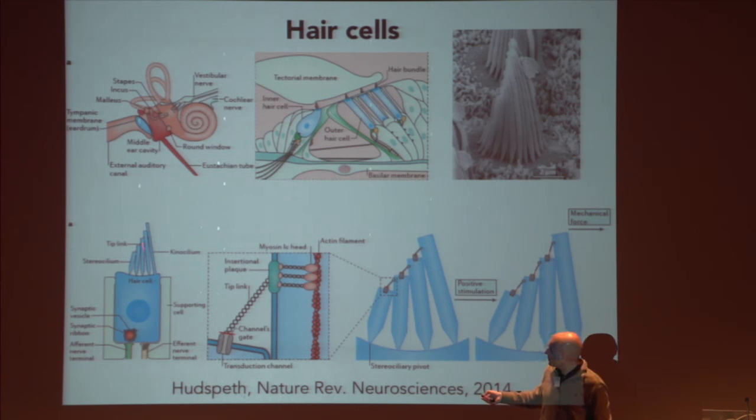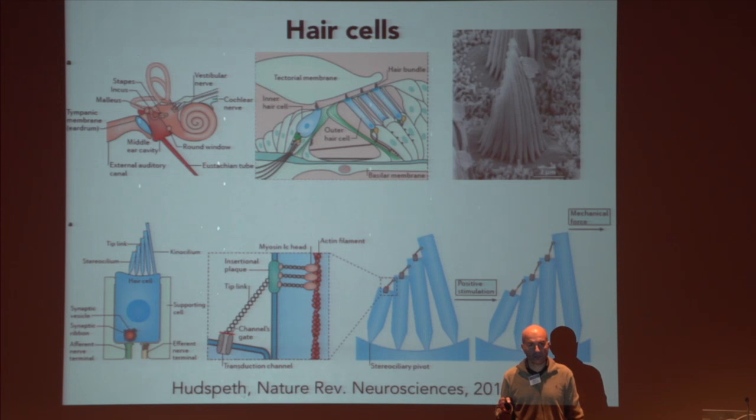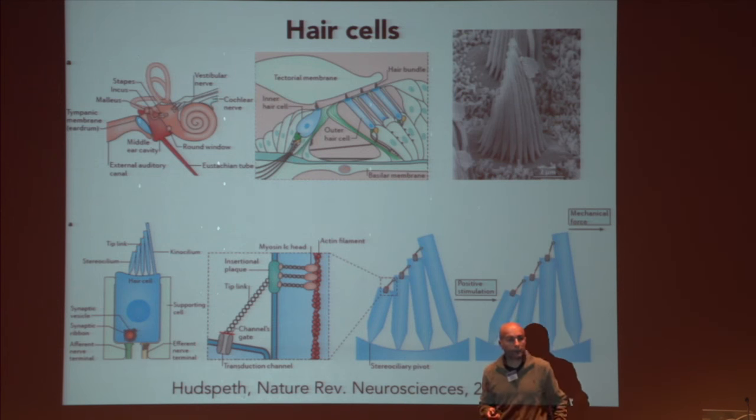And these different hair cells are connected by the so-called tip link. Now, the nature of this tip link is still a matter of discussion 30 years after the proposition of the model. So I'm giving you the 101 version of the model.